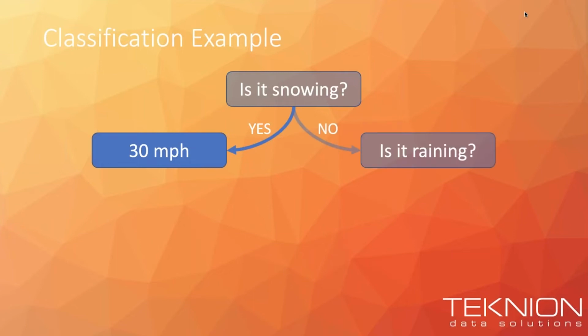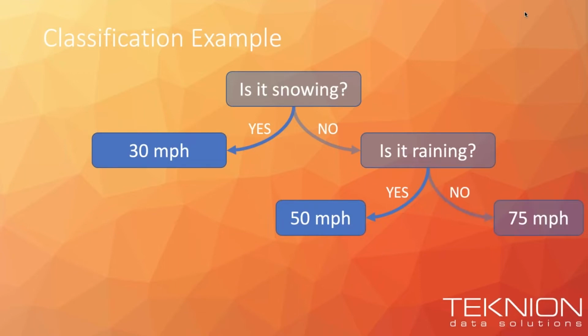We're going to ask a follow-up question, and that question would be, is it raining? If it's not snowing, but it is raining, then we would classify that group as going roughly 50 miles an hour. But then, if all these are on the highway, and it's not snowing and it's not raining, then we're going to classify that group as our 75 mile per hour cars, or 75 mile per hour travelers.